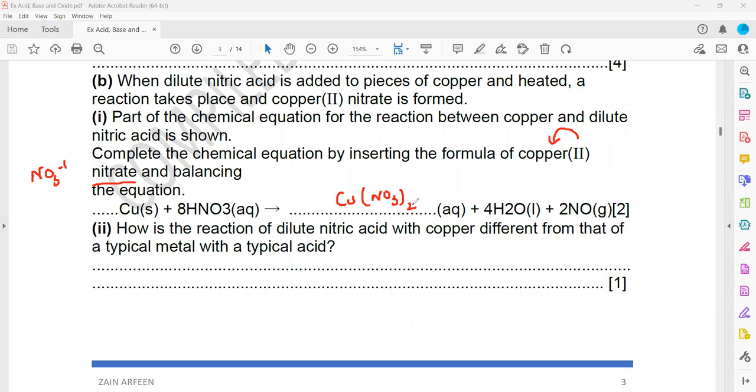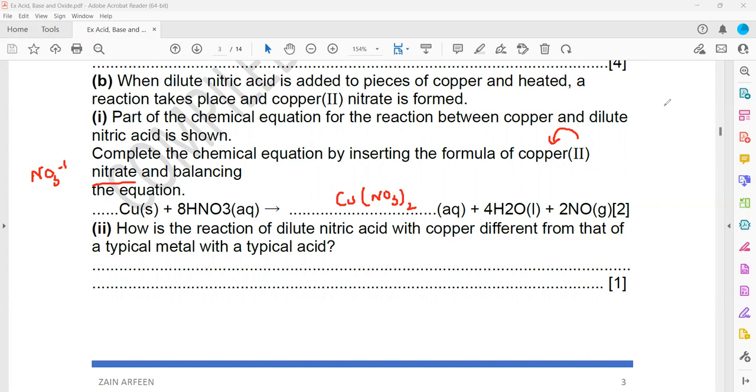Because it's a nitrate. If it was a nitride, with copper +2 and nitride -3, then in that case it would be Cu3N2. But because it's a nitrate, the nitrate valency is -1: NO3 with a charge of -1. Then we have to balance the equation. We can only put the number before copper or here, nowhere else. So what should the number be?